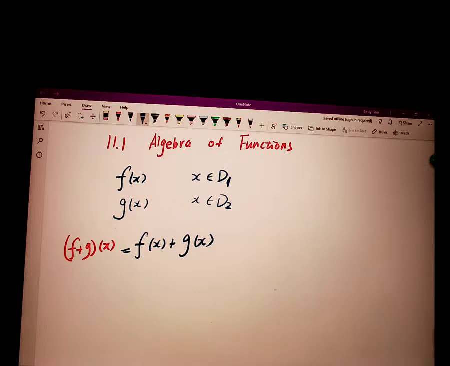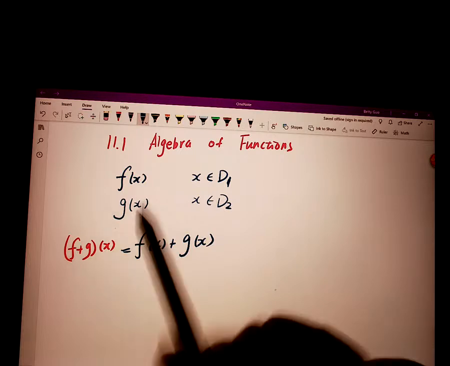In this video, we are talking about section 11.1, algebra of functions. In this section, we are going to see how do we add two functions together, how do we subtract a function from the other function, how do we multiply two functions together, and how do we divide a function by the other function. So let's see some basics.